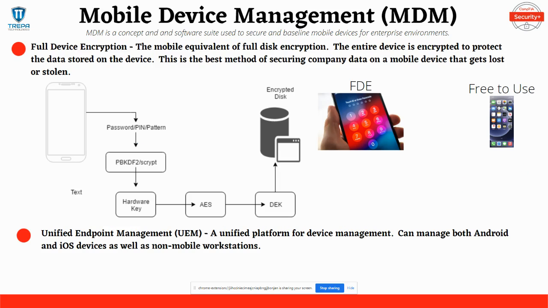Full disk encryption will protect your mobile device's data at rest. The entire device can be encrypted and will only become unencrypted after inputting your mobile device's PIN or password or unlocking it. This is the protection you want to use against theft for your mobile devices. Because just because someone steals your phone, if they can't log into it, they can't get access to any of the data. And then we have unified endpoint management. This is just a platform for device management. UEM can manage both Android and iOS devices.